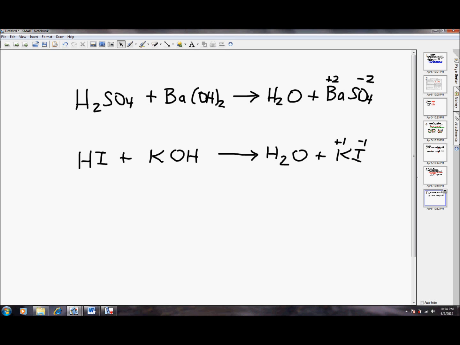Okay, and that's how you do double displacement acid-base reactions, which are also sometimes called water formers. So if you see the word water former, you know that it's an acid-base reaction. They're called that because one of the products is always water.